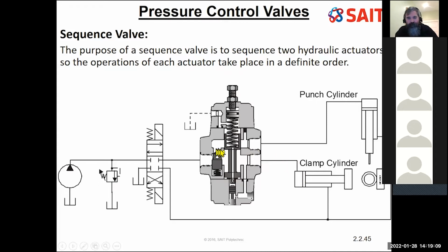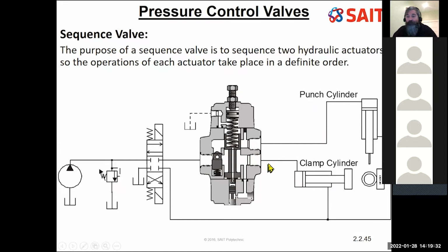This top part here, well, that's closed at the moment. I don't have enough pressure to build this up. Okay, so there's nothing going to the punch cylinder. Fluid goes through to the clamp cylinder, moves the clamp over, clamp gets to the full extension, clamping against something, can't move anymore.